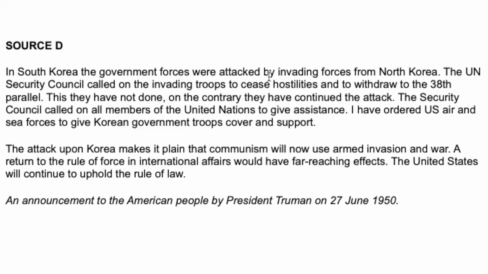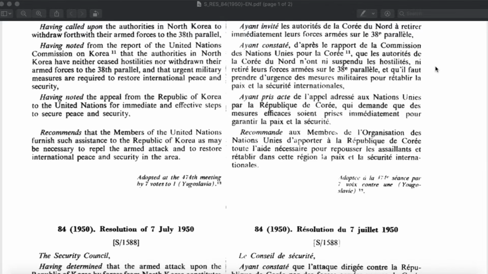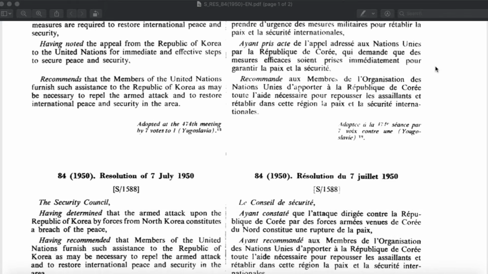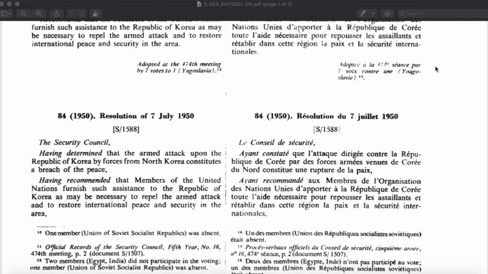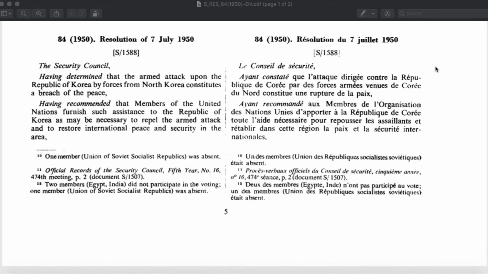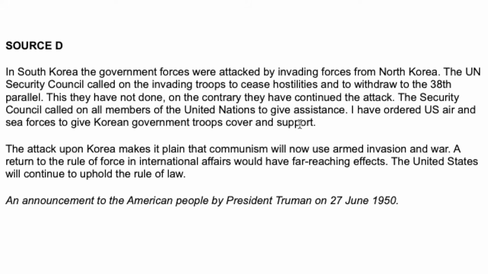And this first paragraph is basically saying the Security Council of the United Nations is being pressed to defend South Korea. I think Resolution 84 was the number, and it gave the United Nations the authorization to use force in the Korean War. Looking at the bottom paragraph, the attack upon Korea made it plain that communism will now use armed invasion and war. It's saying that the U.S. will continue to uphold the rule of law.